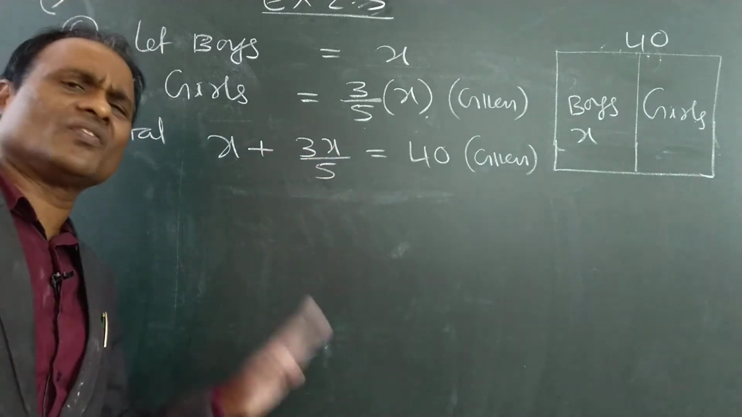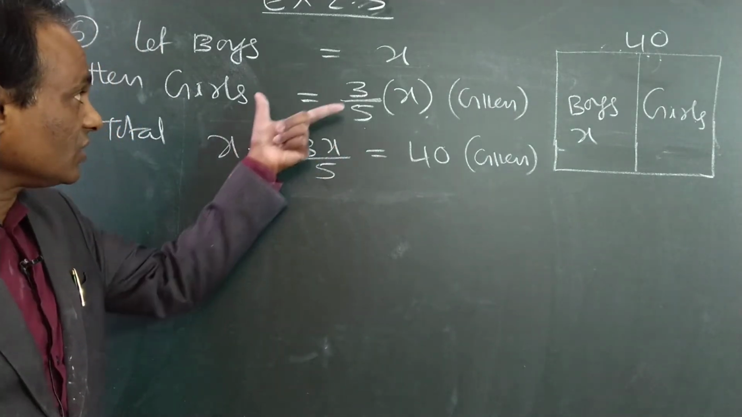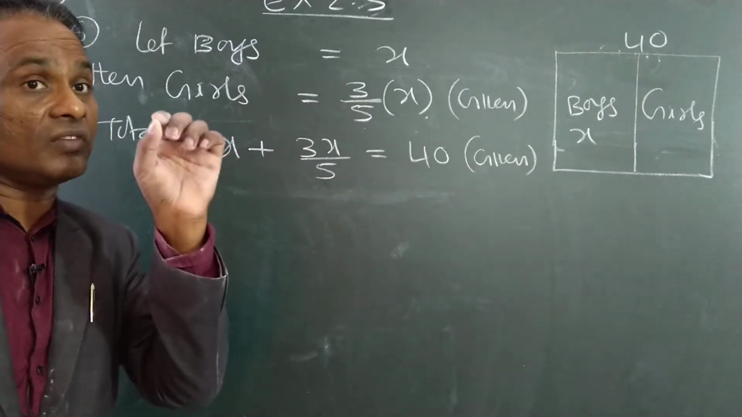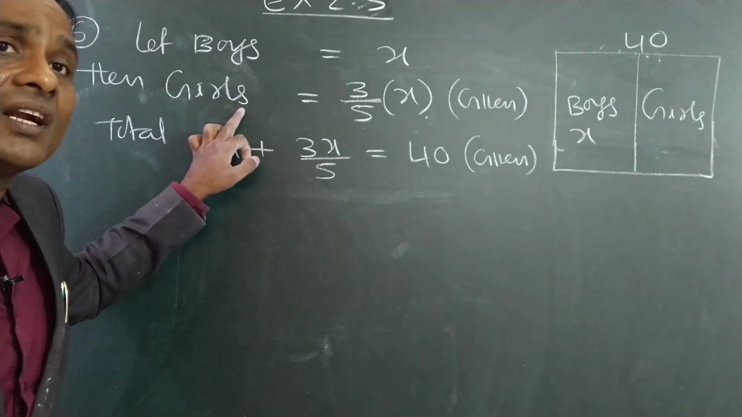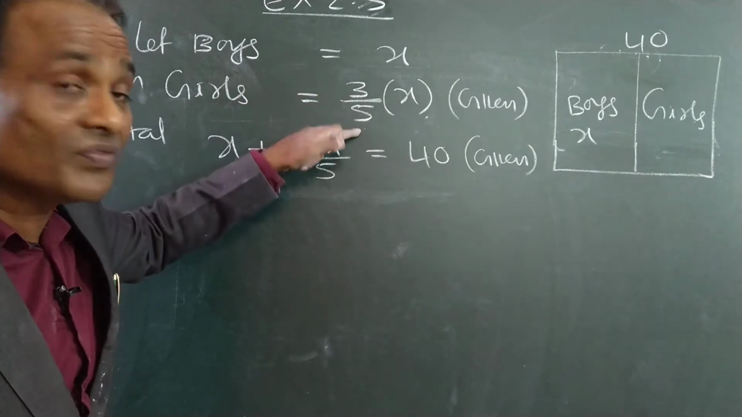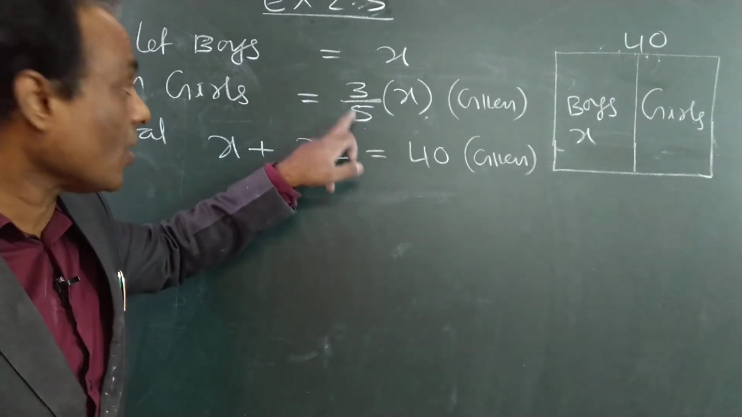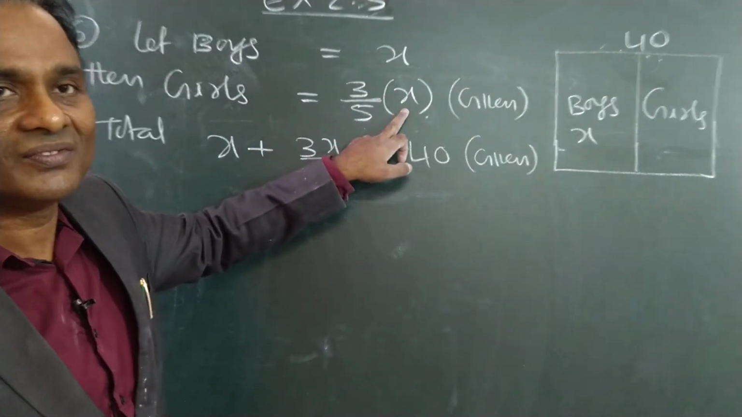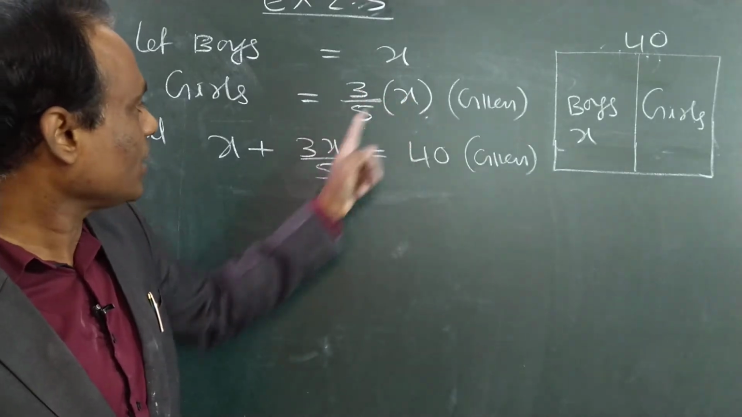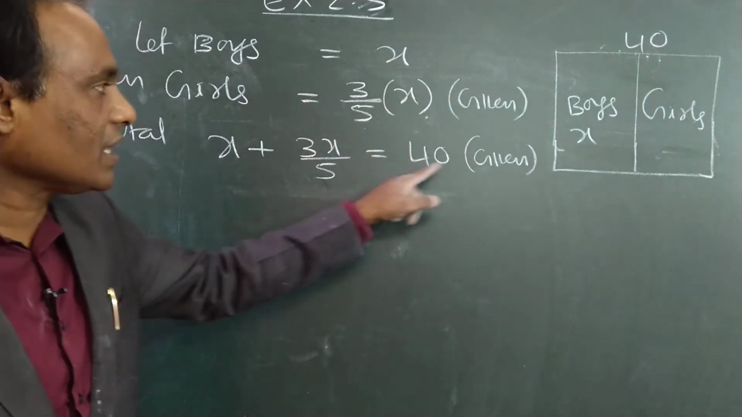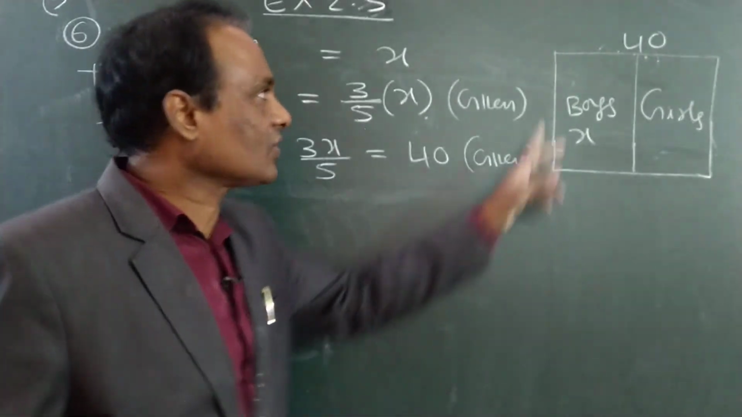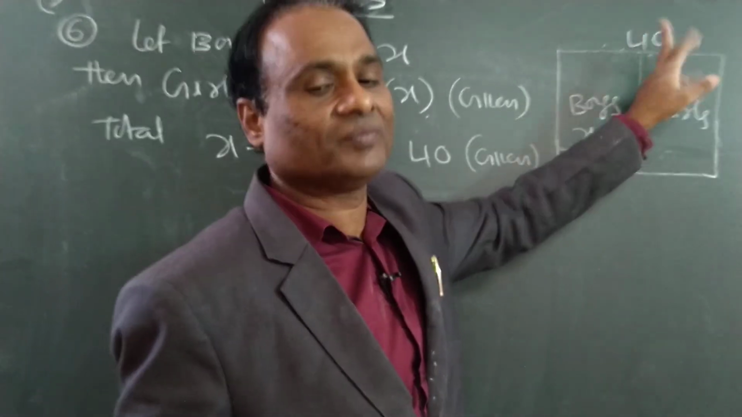Here onwards, it is very simple. But getting this second step, third step is very difficult. You have to understand. It is very clear that girls are 3/5 of boys. That means 3x by 5. These are the girls. These are the boys. Total how many? 40. Total strength in the class is 40.